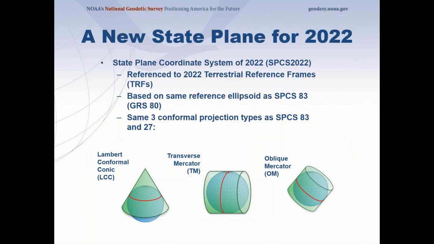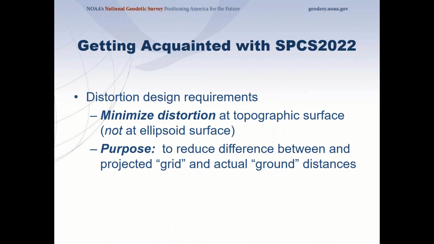But now, with the new state plane coordinate system, it's going to be referenced to the reference frames, the ITRF, what we call the Pacific, North America. It's going to be based on the same reference ellipsoid as the state plane coordinate system of 83, GRS 80. And we're going to use the same 3 projections: Lambert conformal, transverse Mercator, and oblique Mercator. But with this, we're doing a little different. We're changing things up, and we want to minimize the distortion.